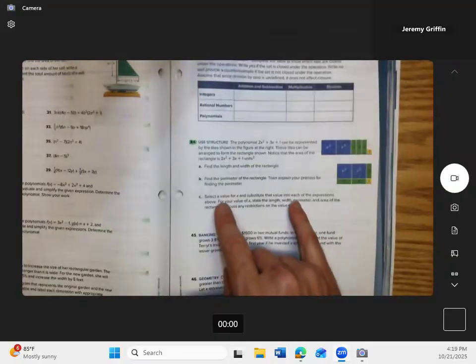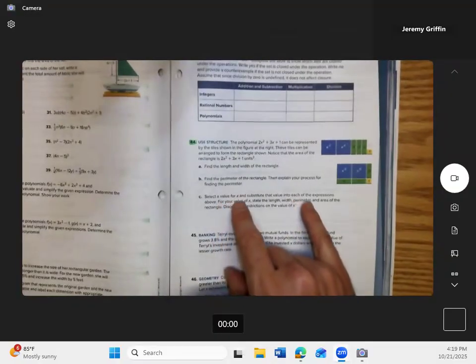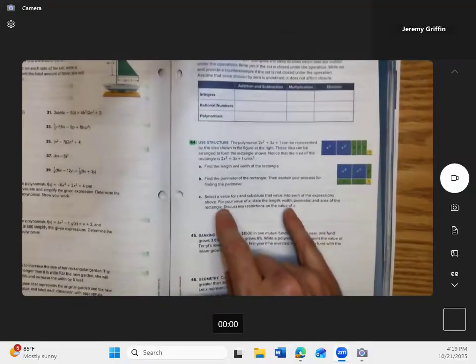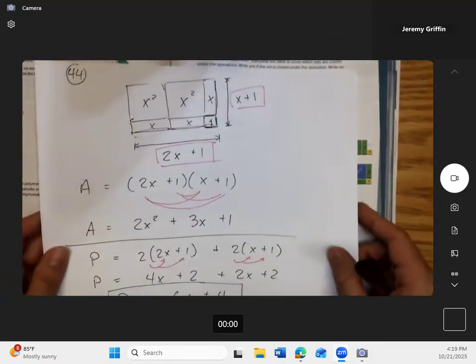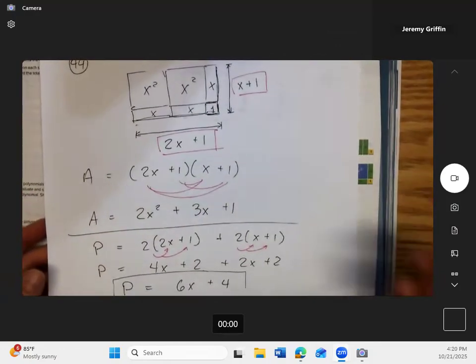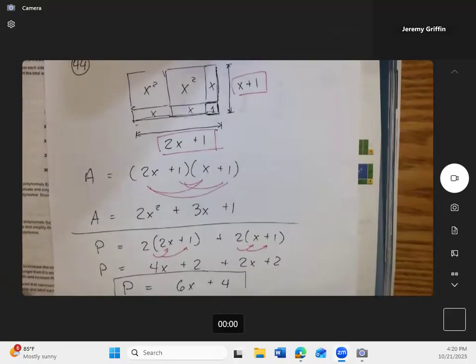And select a value for x and substitute in that value so that each of the expressions above, for your value of x, state all those things. All right, so they're saying make up something for x. Like x is a variable, it could really be kind of open-ended, represent a lot of things.